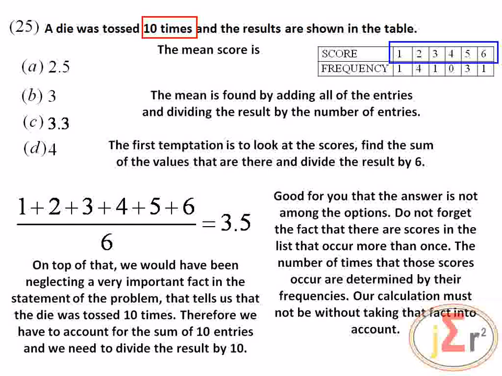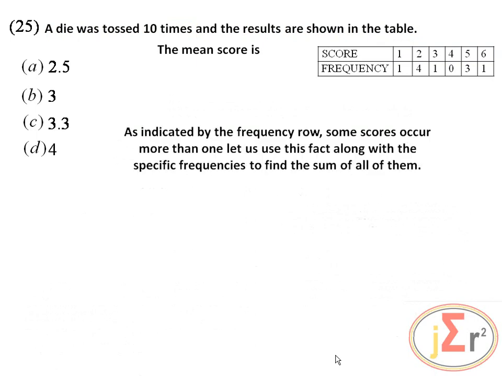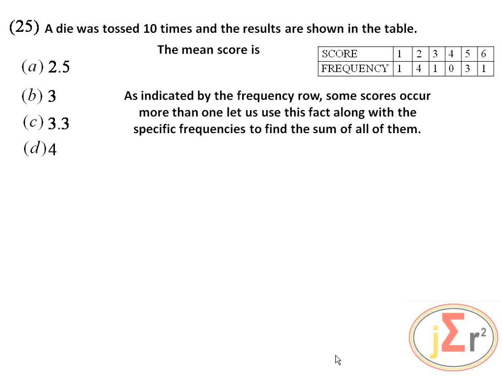So in finding the mean, we need to have how many entries? 10. And we have to account for that in some way. And we have to divide by 10 when we have found the sum of all of those entries. As indicated by the frequency row, some scores occur more than once. Let us use this fact along with the specific frequencies to find the sum of all of them.